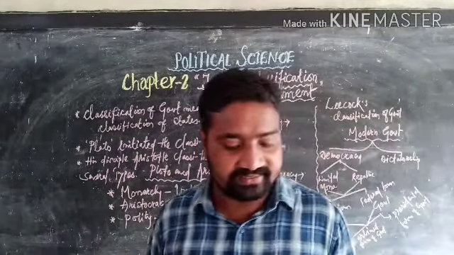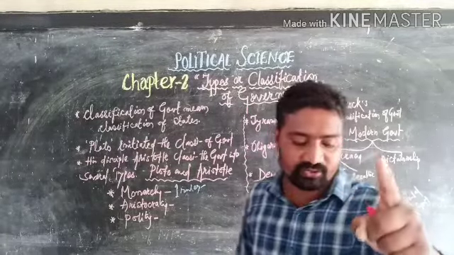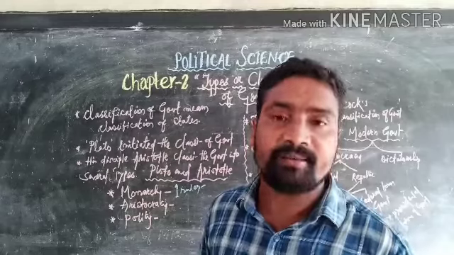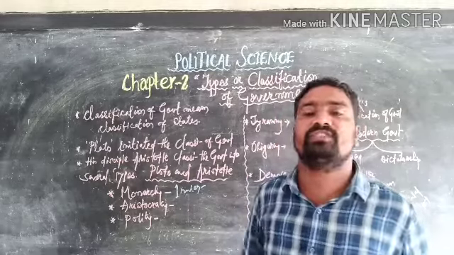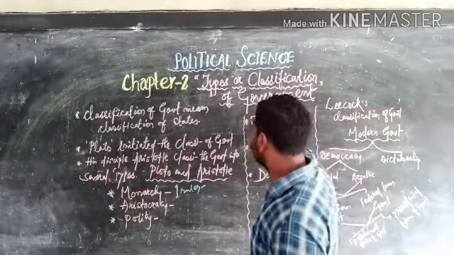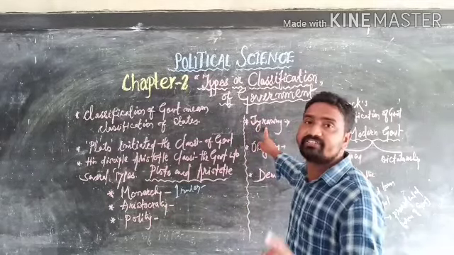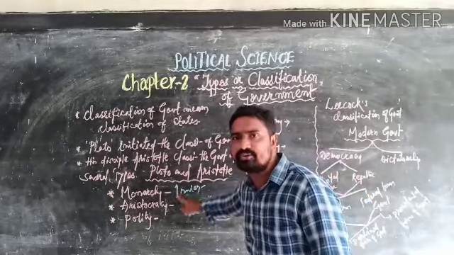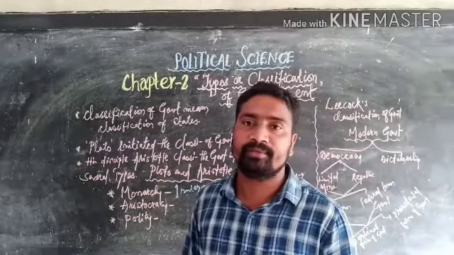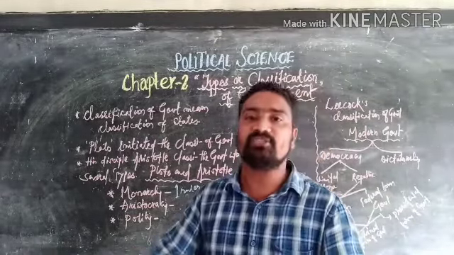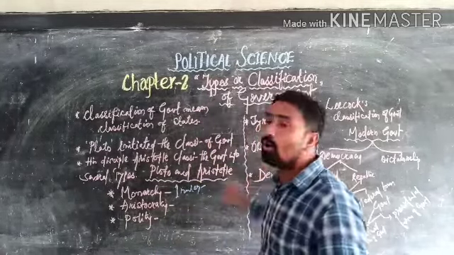Okay? Here, in the tyrannical form of government, there is one ruler, okay? One ruler, but he governs the country against the interest of the common people. This is just opposite to monarchy. Okay? Tyrannical form of government is a form of government where there is one ruler and he rules the country against the interest of the common people. Is it clear? Okay.